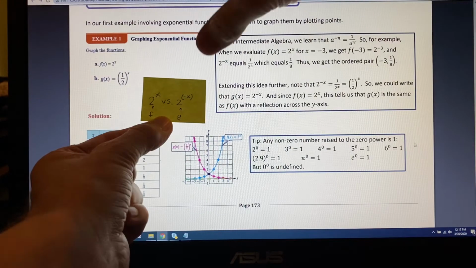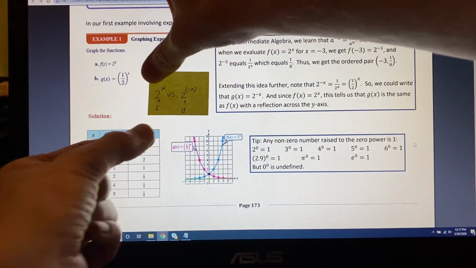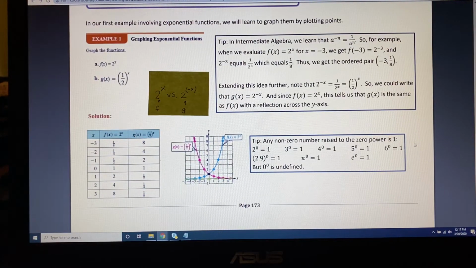Let's read the two blue boxes that are in the learning workbook. All right, the first one says, tip. In intermediate algebra, we learned that a to the negative n equals 1 over a to the positive n. So, for example, when we evaluate f of x equals 2 to the x power for x equals negative 3, we get f of negative 3 equals 2 to the negative 3. And 2 to the negative 3 equals 1 over 2 to the positive 3, which is 1/8. So we get the ordered pair negative 3, 1/8.